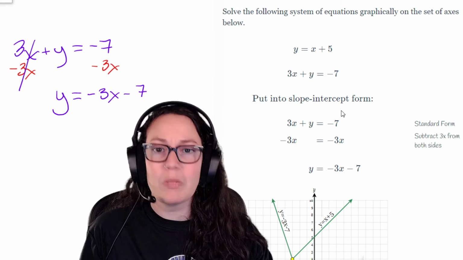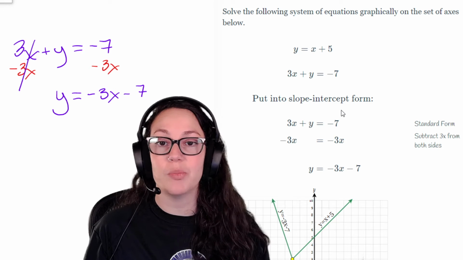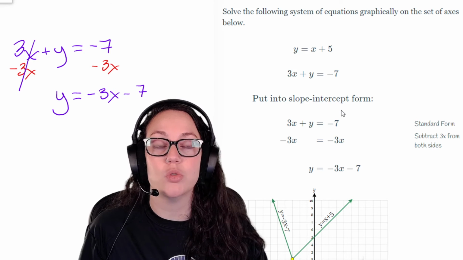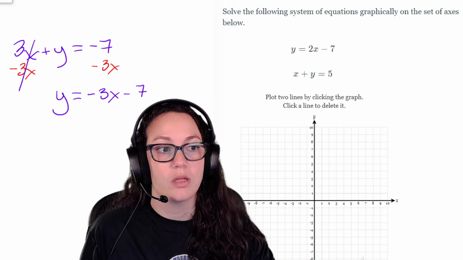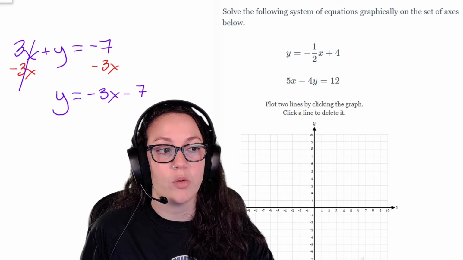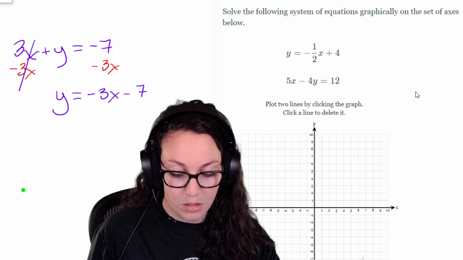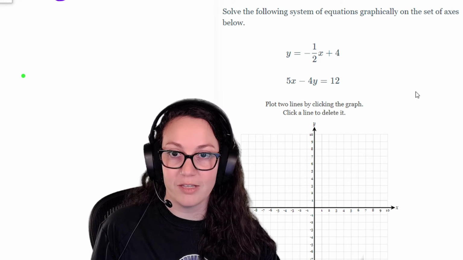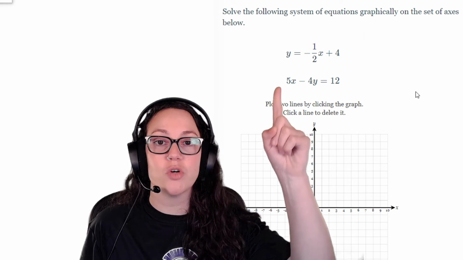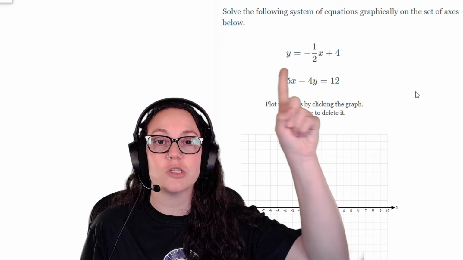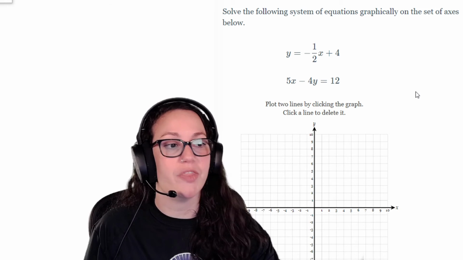Now, I'm going to try and find a slightly more complicated problem to move from standard form to slope-intercept form, just so you can see how that works. Great. So, one more time, nothing like a little math for your evening. All right, so first things first, our first equation is already in slope-intercept form. I'm going to plot that.